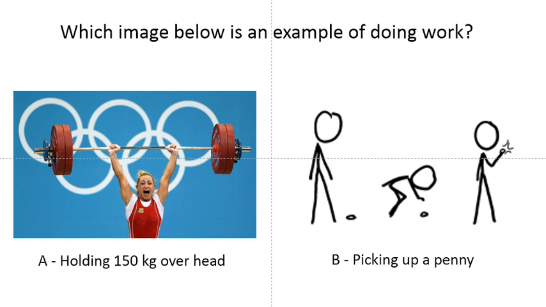But she's just holding it there, right? Or B, picking up a penny. Now, on the left, it's going to take a lot more effort and force to hold up that weight, but the weight is not moving. So technically, there is no work being done. However, on the right side, choice B, if you pick up a penny, even though it takes very little force and effort, you're making an object move. So the correct answer would be B. B is the example where work is being done because there is motion in the object.